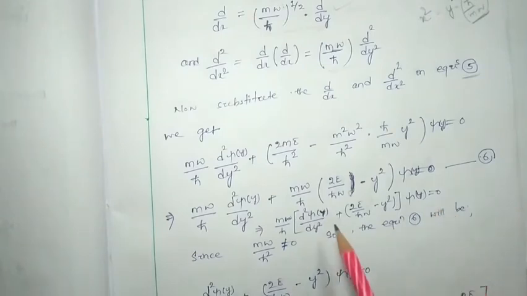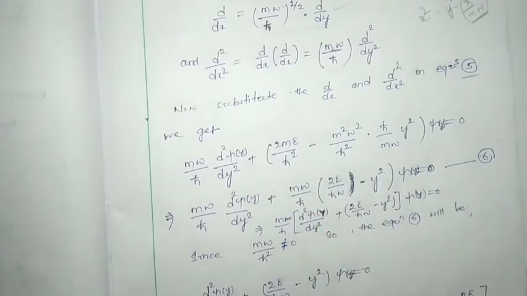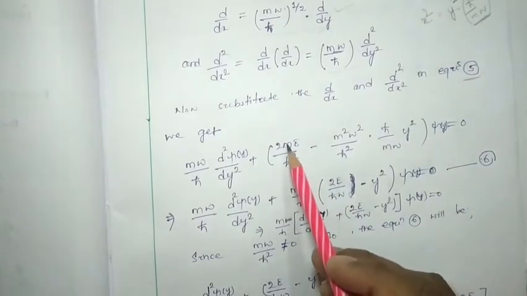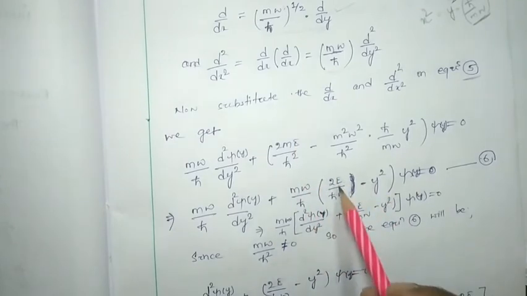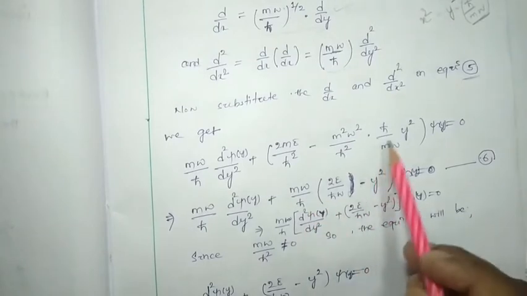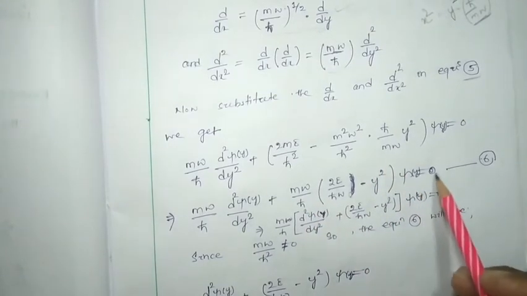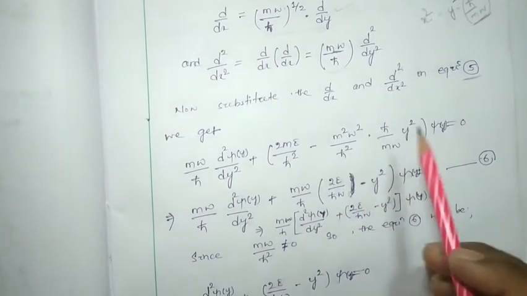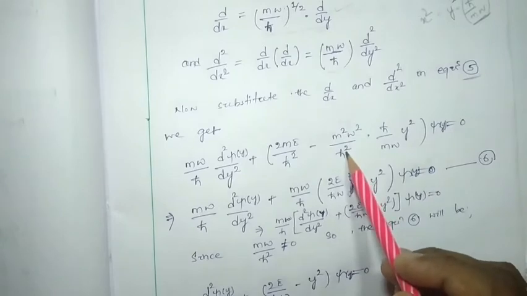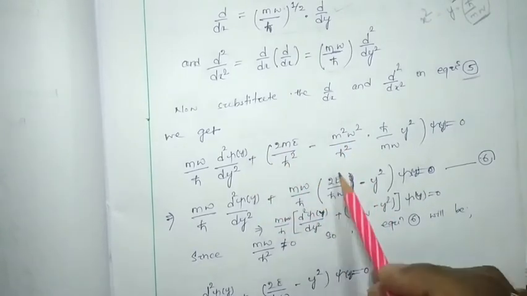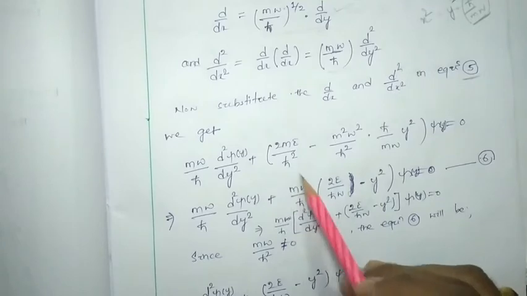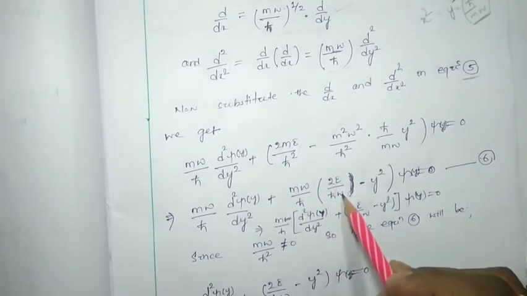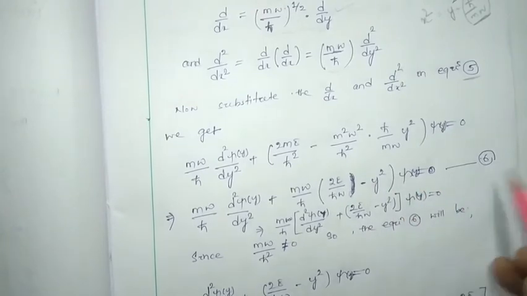Now you can take m omega by h cross outside, then it will be 2e by h cross omega minus y square psi y equal to 0, because here m omega got cancelled. Taking m omega by h cross outside, it will be 2e m by h cross and omega, so it will be 2e by h cross omega minus y square psi y equal to 0. Let it be equation number 6.